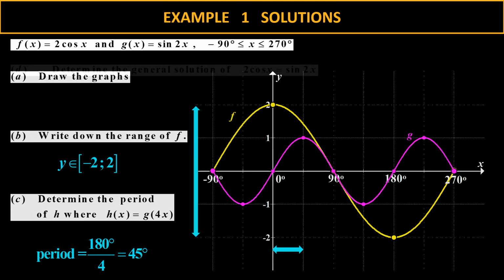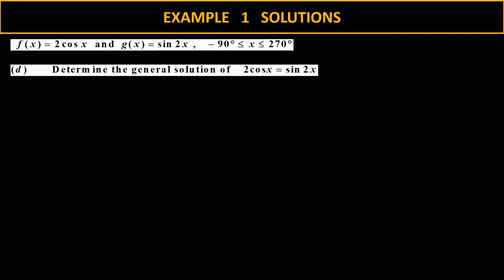Okay. Let's do the next question. Now we want to find the general solution. Normally equations can always be linked to your two graphs, because we want to find points of intersection. So I have 2 cos x equal to sine 2x, and for sine 2x I can use an identity.